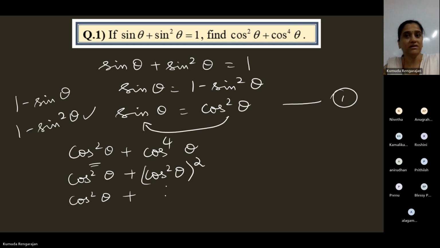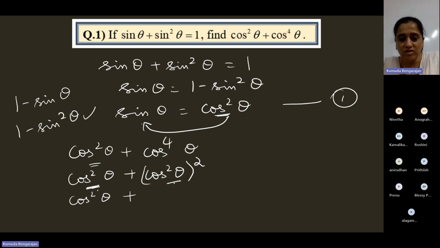Don't change everywhere. Wherever it is not comfortable, change only that part. Don't write this cos square theta as sine theta. Cos square theta is good. It's not a condition that you should replace everywhere you have cos square theta with sine theta. Wherever you want, you can replace. If you want to replace, otherwise don't replace. You will not go wrong that way.